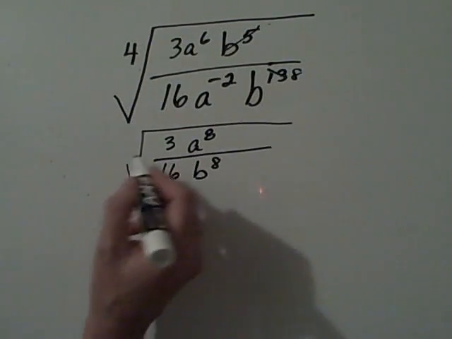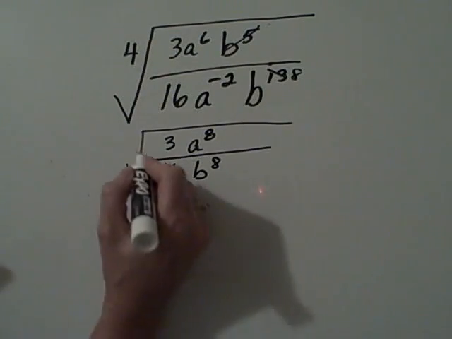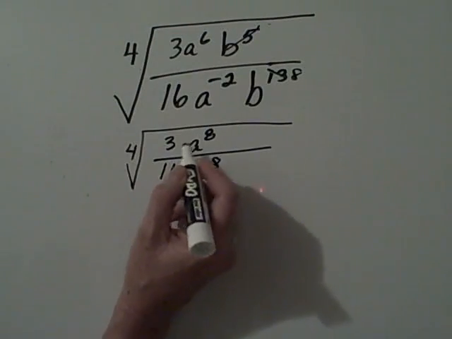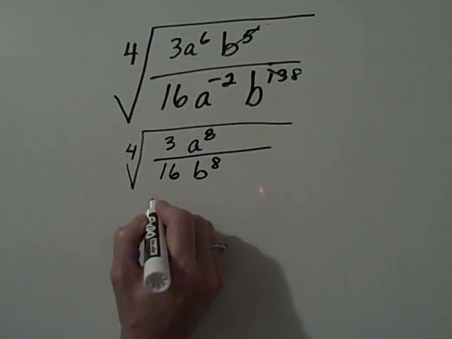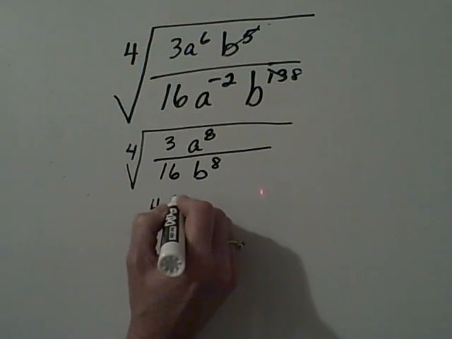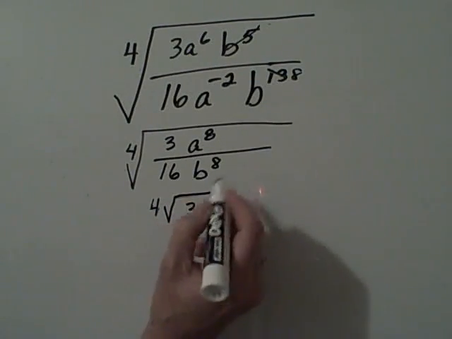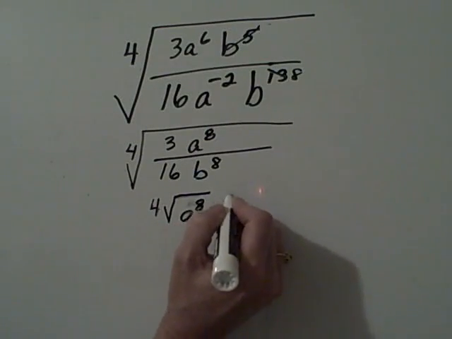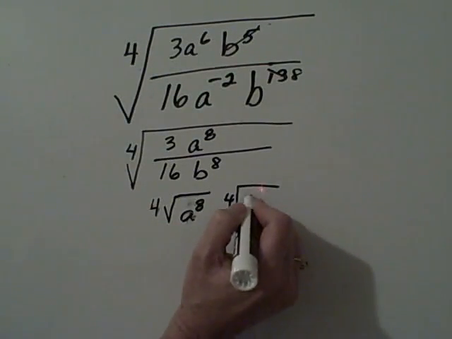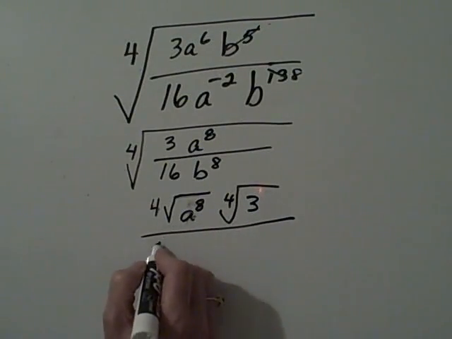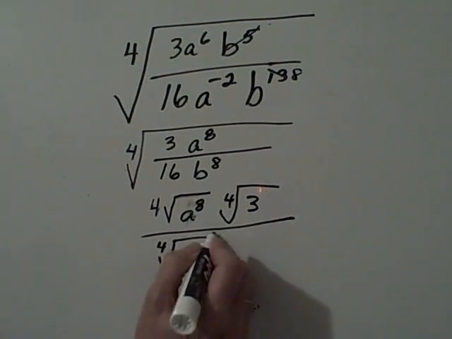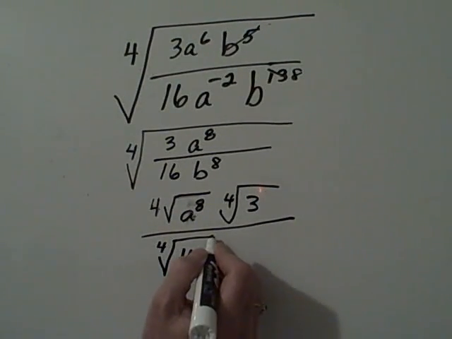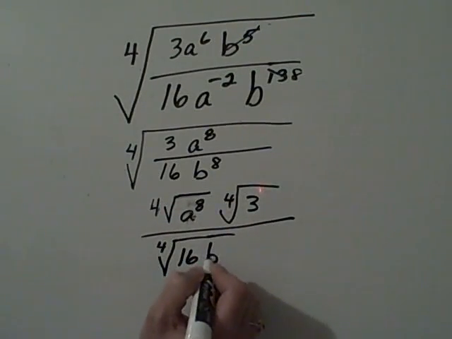Now we're going to break this up into two parts, because we have the fourth root. We know we can't take the fourth root of 3. So we're going to do the fourth root of a to the 8th, because we can take the fourth root of that. We can't take the fourth root of 3. We can take the fourth root of 16. The fourth root of 16 is going to be 2, and we can take the fourth root of b to the 8th.